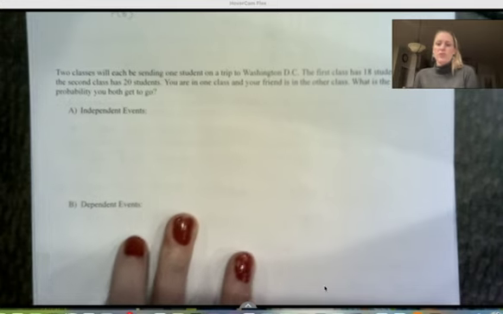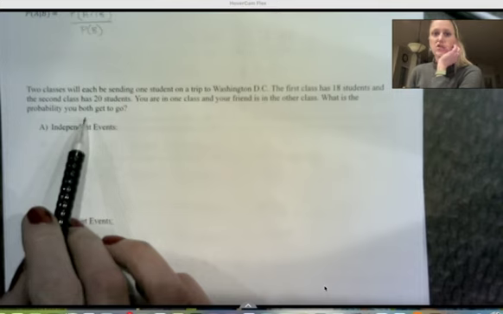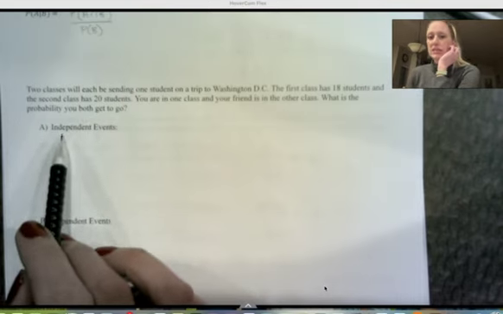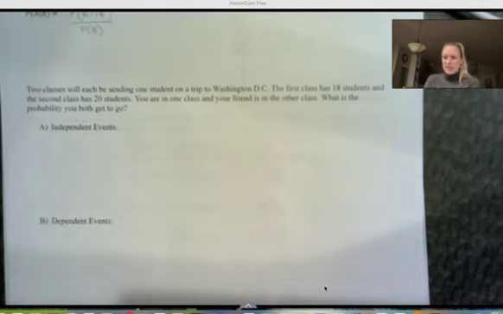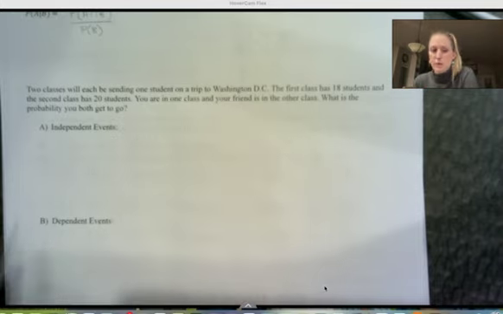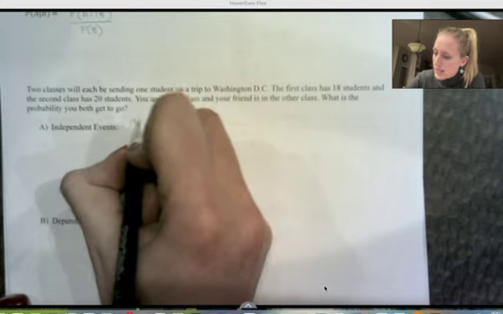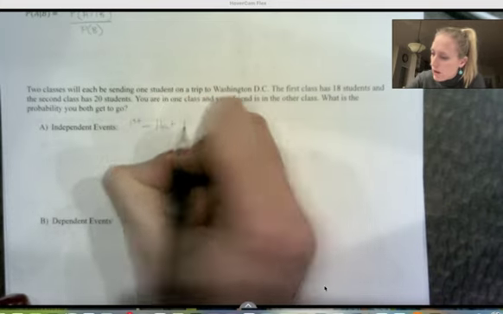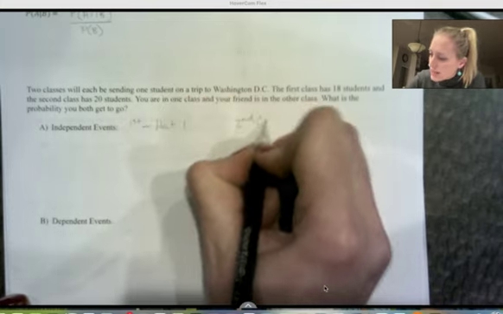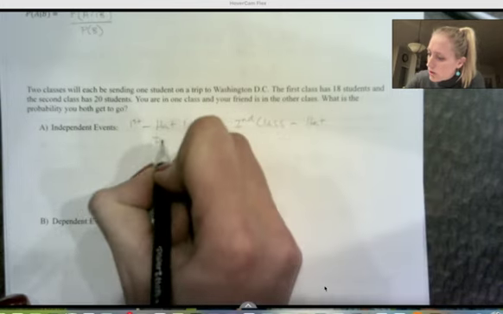Okay, so let's do an example here that utilizes independent and dependent. In this scenario, we have two classes that are each sending one student on a trip to DC. The first class has 18 students and the second has 20. You're in one class and your friend is in the other class. What is the probability you both get to go? There's two ways they could do this. Let's talk about this way first. The first class is hat 1 and the second class is hat 2. Draw one from each.